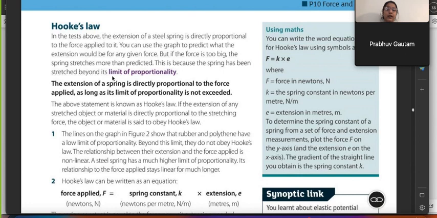If we apply too much force, after one point the spring breaks down. At a particular point, after which Hooke's law is no longer valid.